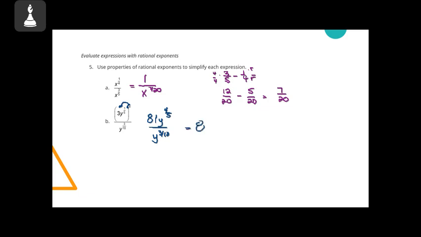So we're going to take the larger power of 4/5 and subtract 3/10 from it. But right now they are different. This is fifths, this is tenths. So I need to make them the same. Well, 4/5 is 8/10. If I double both of them, 4 times 2 is 8, 5 times 2 is 10. Now they match. 8/10 minus 3/10 is 5/10. Well, that's actually easy. 5/10 is the same as 1/2. So 81y to the 1/2 power.